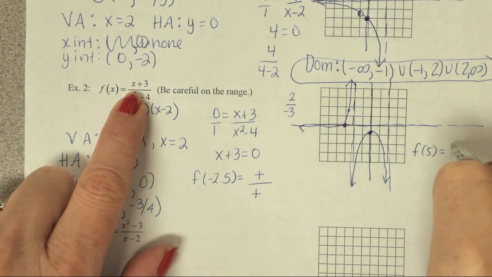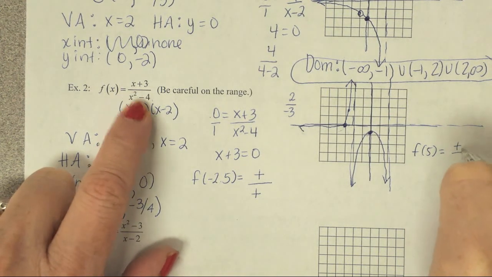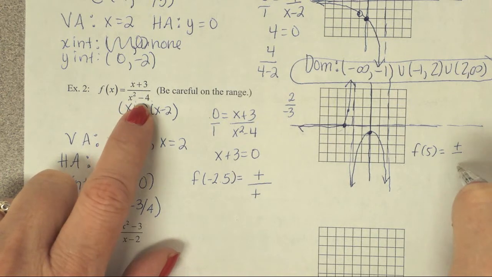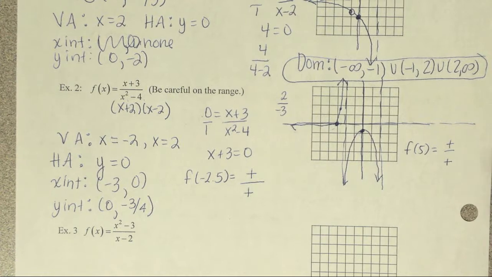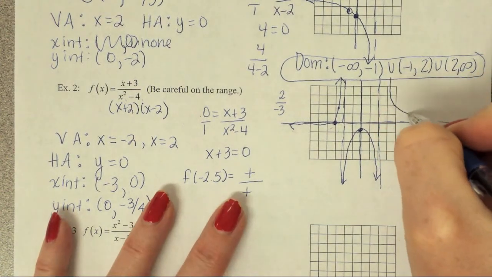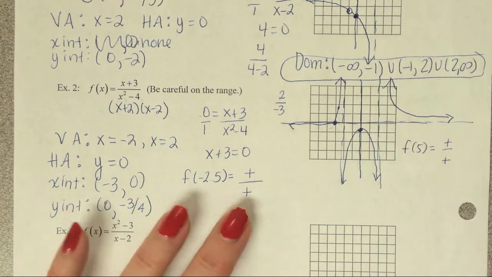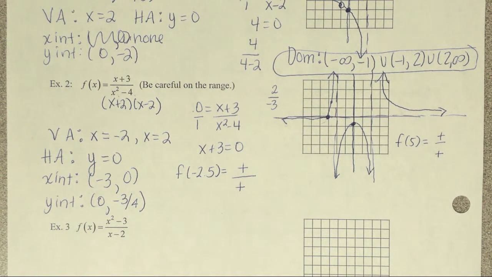If I plug in 5, 5 plus 3, that's positive. 5 squared is 25 minus 4, that's positive. So is it positive or negative? Positive, I know it has to be up here. I don't even care if it's exact. We're getting general shapes for these.